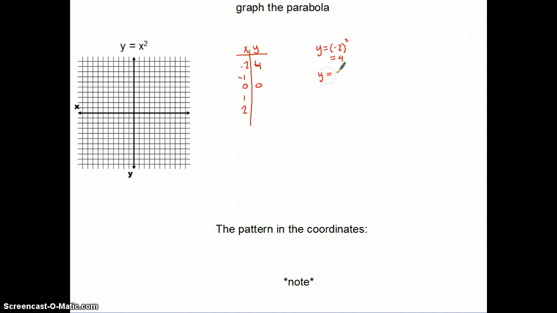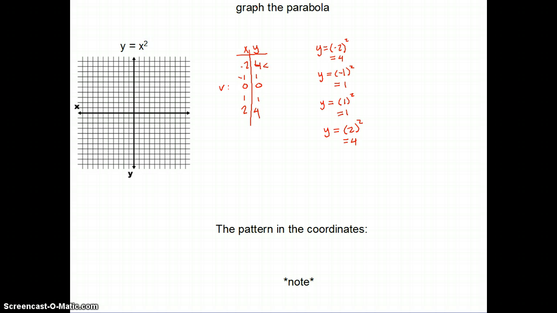Plugging in a -1, when I square -1, I get a y value of +1. When I plug in a +1, I also get a +1. And when I plug in a +2, I again get that +4. We've talked about from the vertex, which should be that middle point on your graph, if you go one unit down and then another unit down, and one unit up and another unit up, if you follow that pattern, then the first and the last y values will be the same, as will the second and the fourth y values.